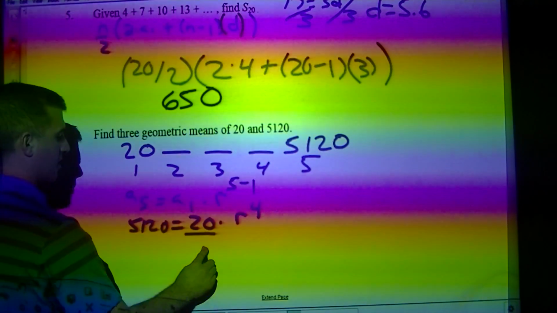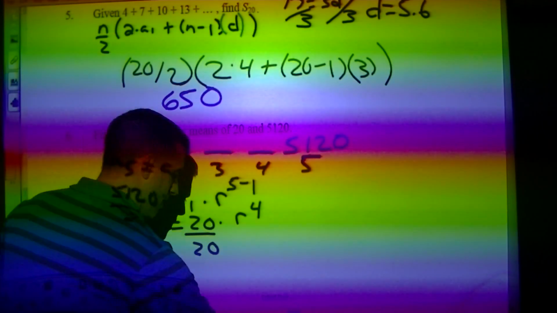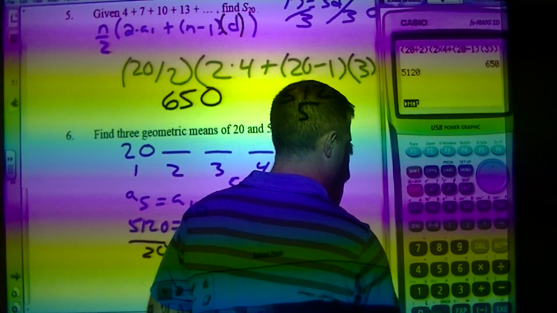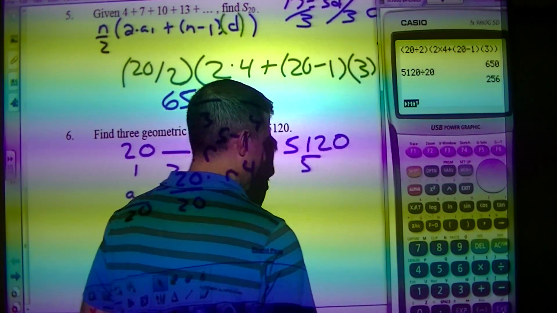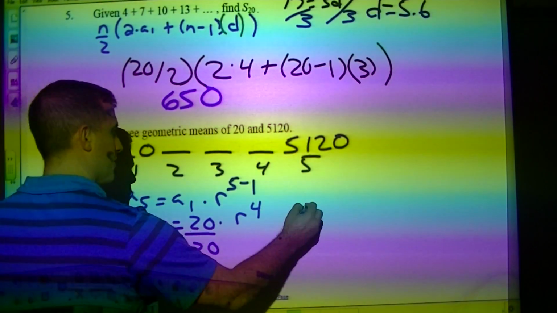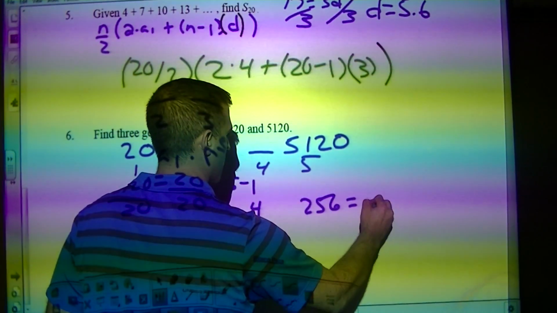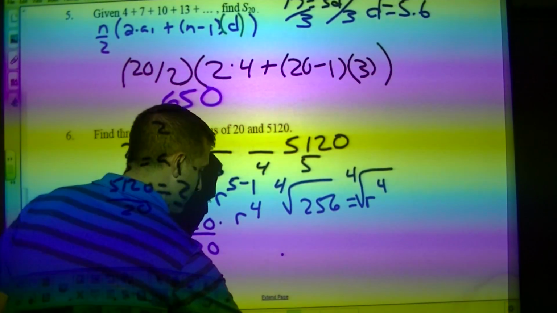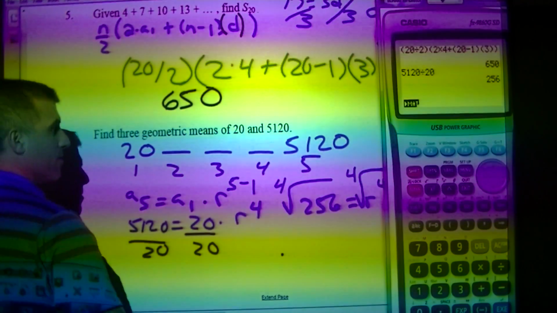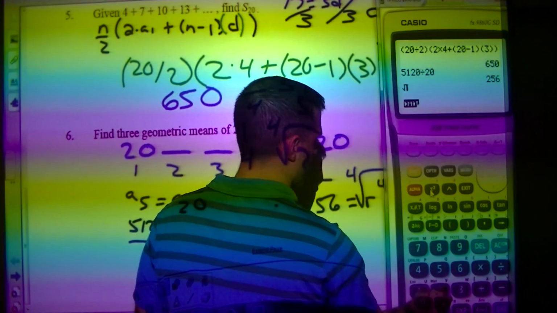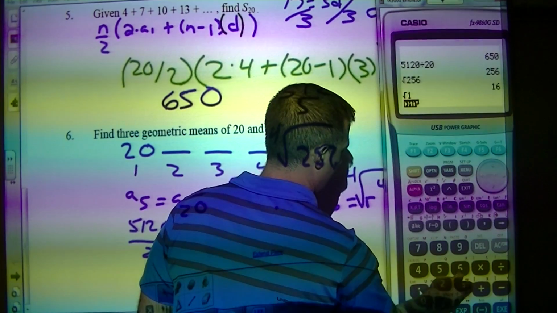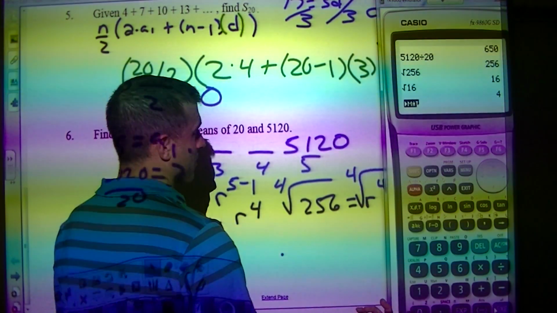How do I get rid of this 20? Division. So if you divide 5120 by 20, you get 256. So 256 equals r to the 4th. Now I'm going to take the 4th root of that. You can do that a number of ways. One way is to take the square root of that twice. Square root of 256, square root of 16. You get an answer of 4.